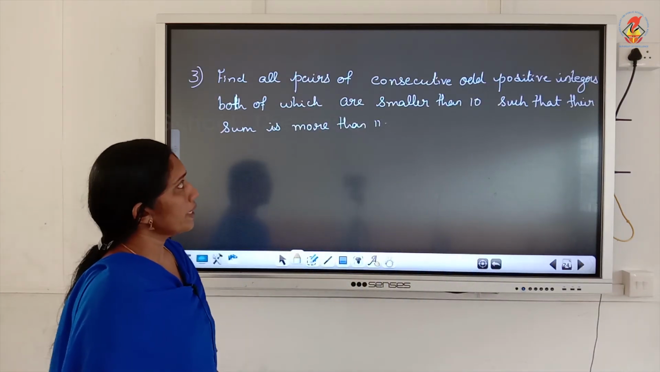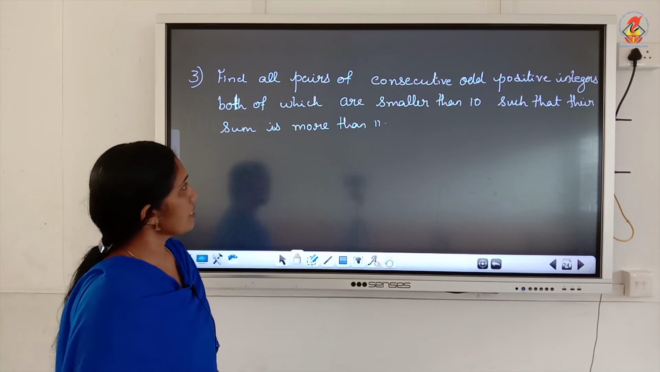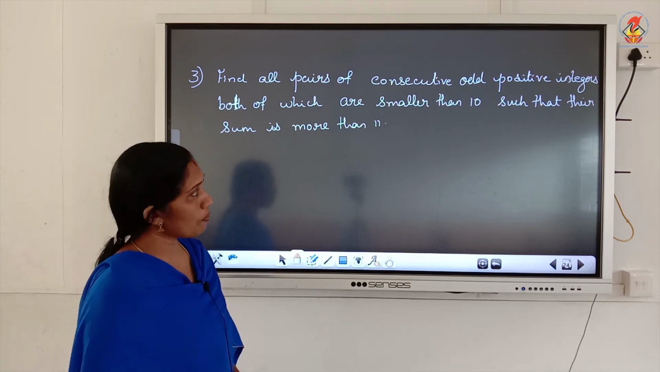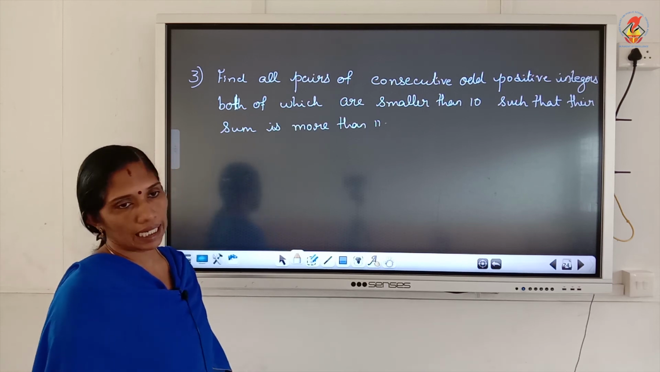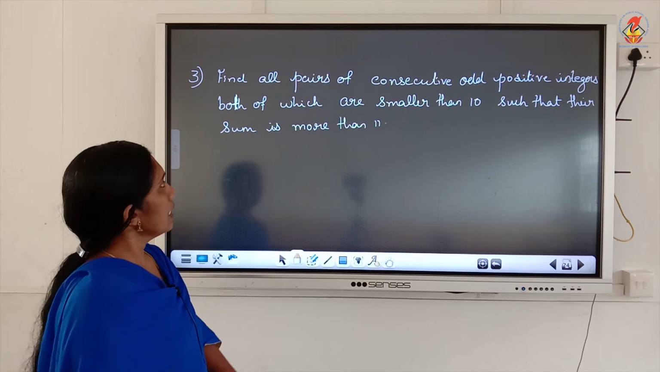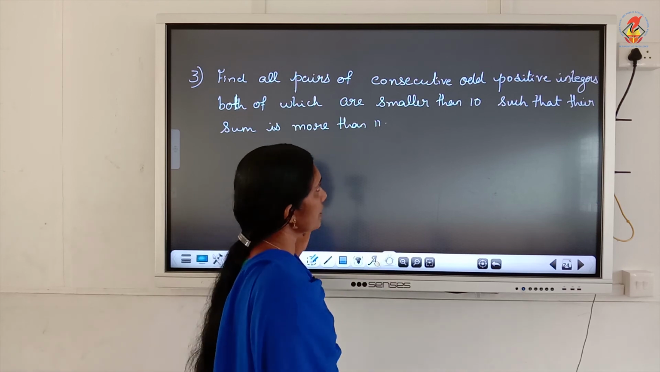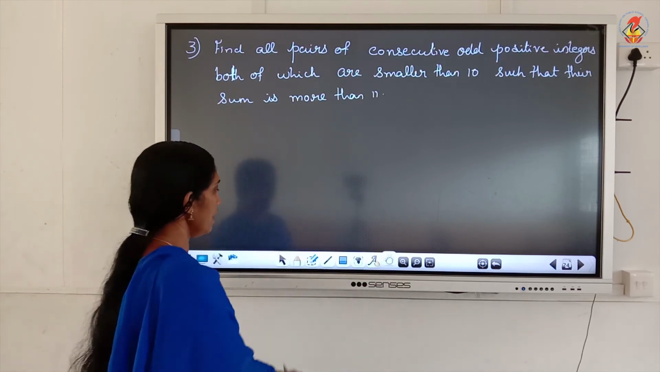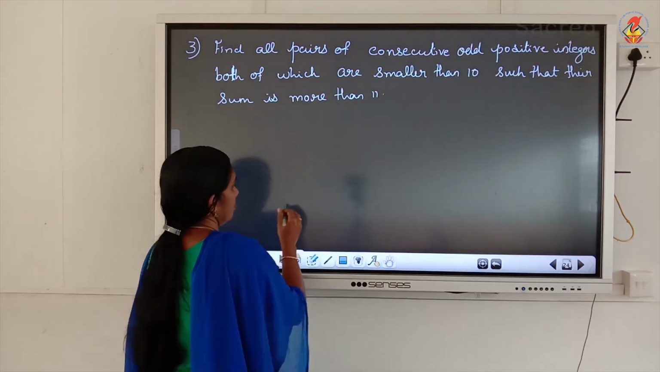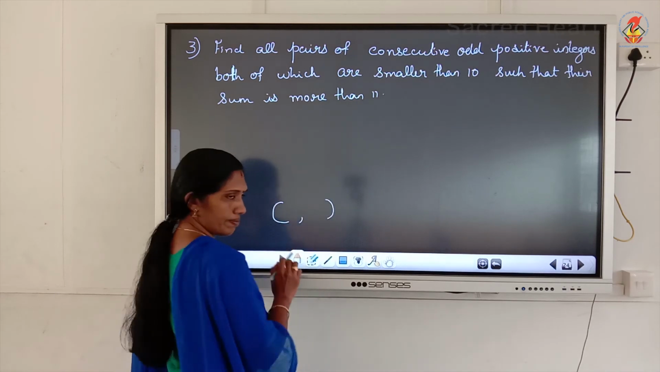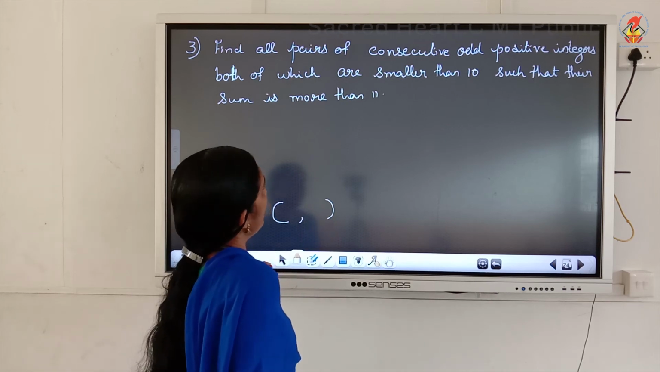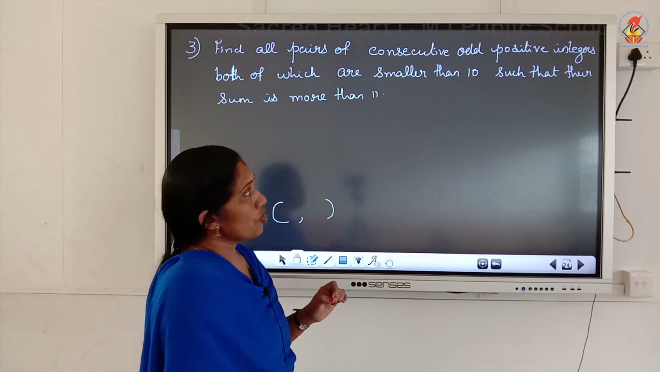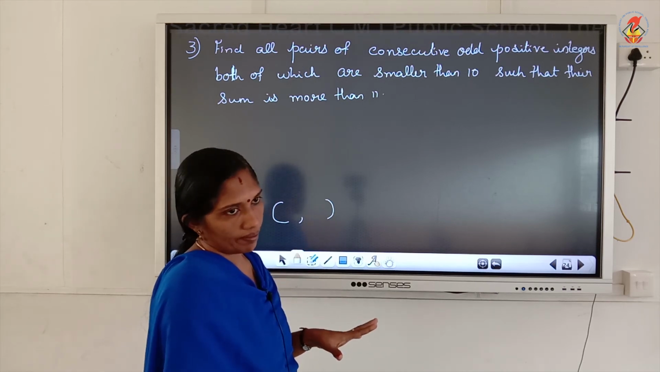Find all pairs of consecutive odd positive integers, both of which are smaller than 10, such that their sum is more than 11. Find all pairs of consecutive odd positive integers. That is pair-wise. Odd positive integers, consecutive odd positive integers, both of which are smaller than 10 and the sum is more than 11.